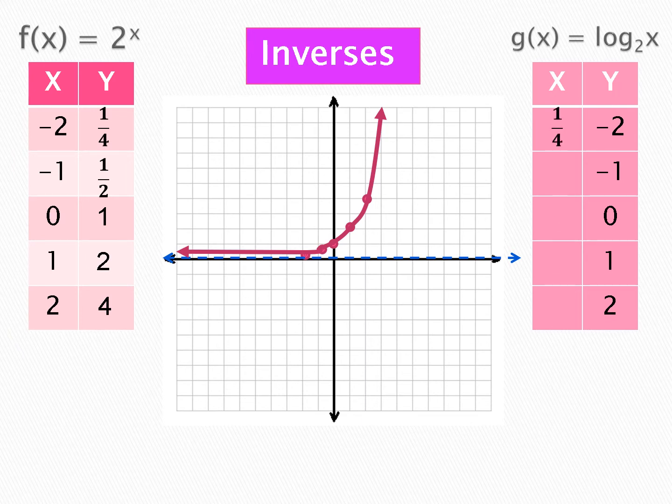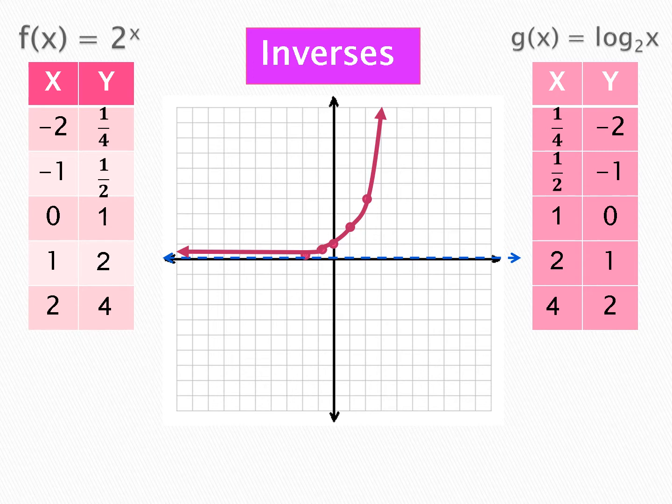For a y of -1, it's going to be 1 over 2. For a y of 0, it's going to be 1. For a y of 1, your x will be 2. And for a y of 2, your x will be 4. Now, this is the logarithmic base 2 parent function.